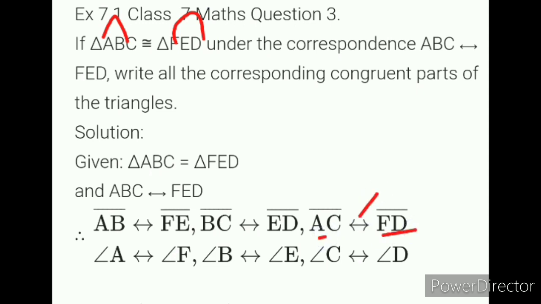We have finished three sides. Next, angles. We'll use a single letter. The first vertex is A, here the first vertex is F. So, angle A corresponds to angle F. Angle B corresponds to angle E, because it is the second vertex. Next, angle C corresponds to the third vertex. So, this way we have to write the corresponding parts of triangles without a figure. Got it? Yes, copy down.